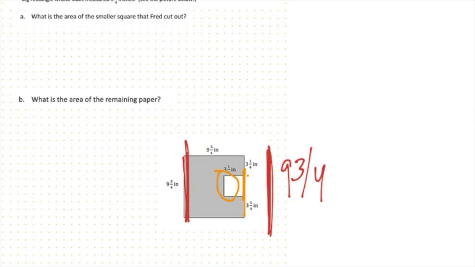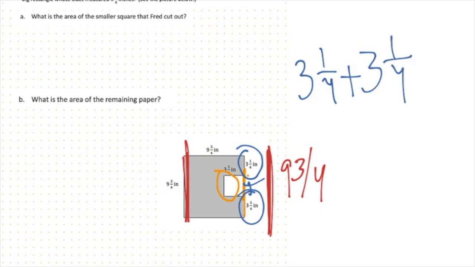But what we do have, and I'm going to circle it in blue, is 3 1/4 inch here and 3 1/4 inch there. So I can add those two, 3 1/4 inches plus 3 1/4 inch, and that gives me, let's see, 3 plus 3 is 6, 1/4 plus 1/4 is 2/4.